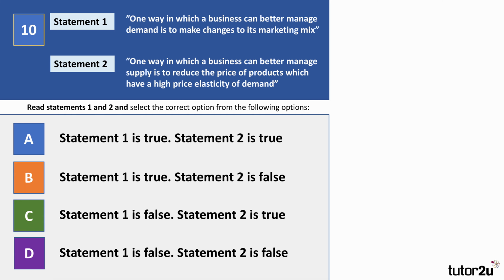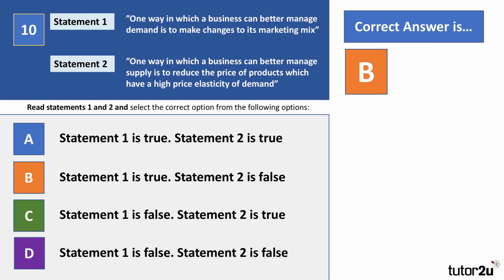As with all these 2 statement questions, just work through each systematically. If you know one of the statements is definitely true or false, then that gives you at least a 50% chance of getting the answer right. And in this case, the correct answer is B. It's another of those true falses.